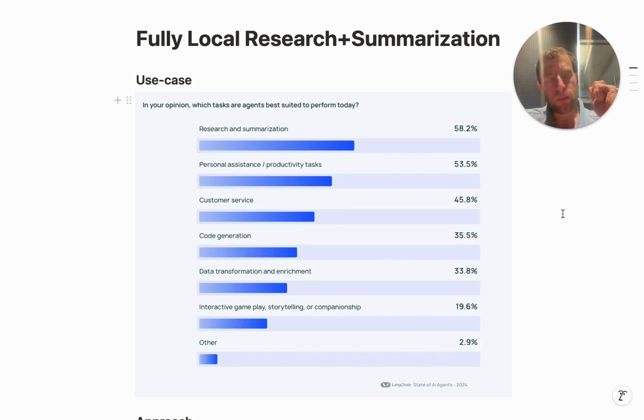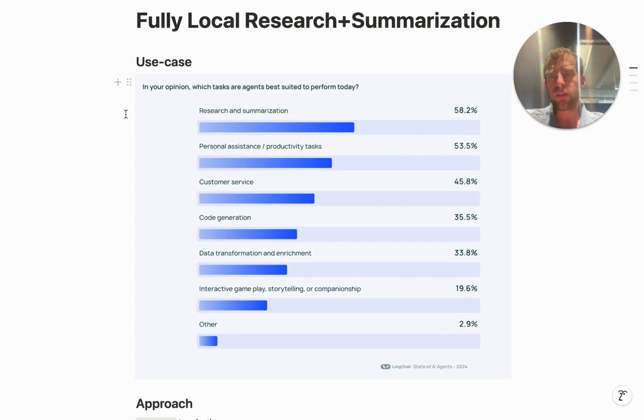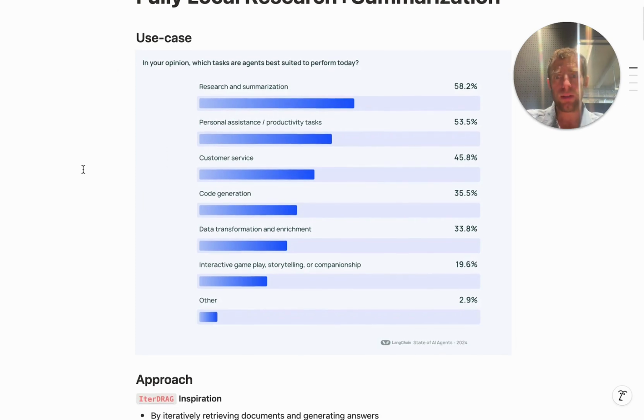Now I want to spend about a minute talking about the motivation for this now that we've seen it in action, before I walk through all the code from scratch. So first, we put out a survey about a month ago where we asked around 1,300 professionals in the industry about top use cases for agents, and research and summarization came out as number one. So it's a huge use case. People are very interested in this.